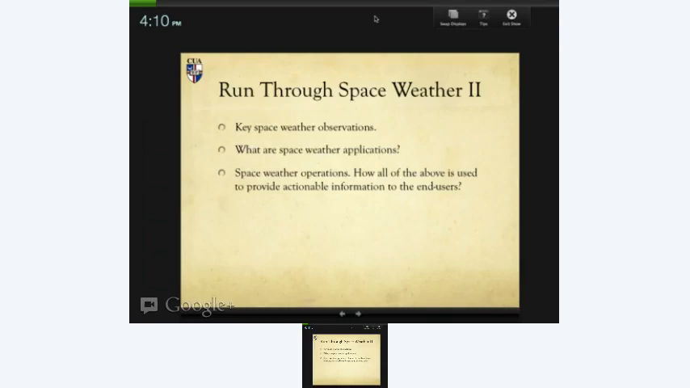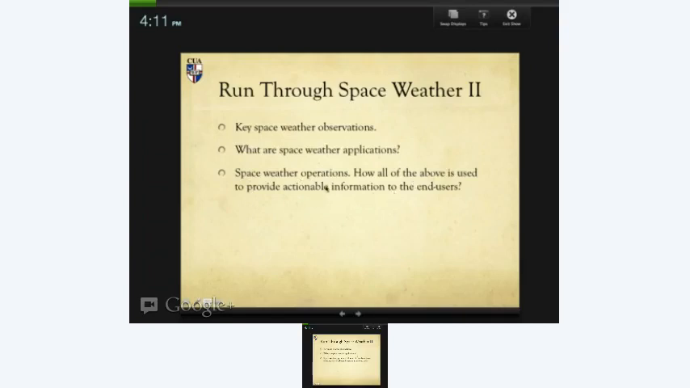Okay? So the key topics that we'll be discussing today: we will be discussing some of the space weather observations, both ground-based and space-based, that we have available to us today to monitor and estimate the state of space weather. Then we will start talking a little bit more in detail about the applications, for example, how you use this observational capability and how you use different kinds of models to generate information, really actionable information for the end users, okay? And then depending on how we're doing time-wise, in the last part we're going to jump into the actual space of the operations.